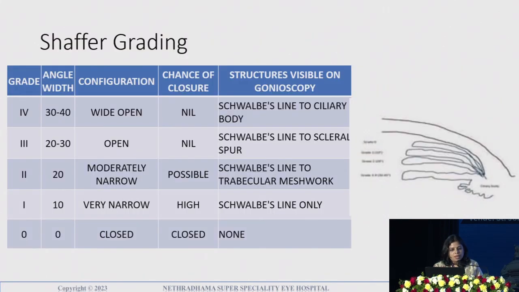Again, various types of classifications are used. This is the simplest and what we refer to in our OPD, Shaffer's grading. Here the angle is categorized from 0 to 4. 0 means closed, you are not seeing any structures. 4 means you are seeing all the structures starting from the Schwalbe's line to the ciliary body.